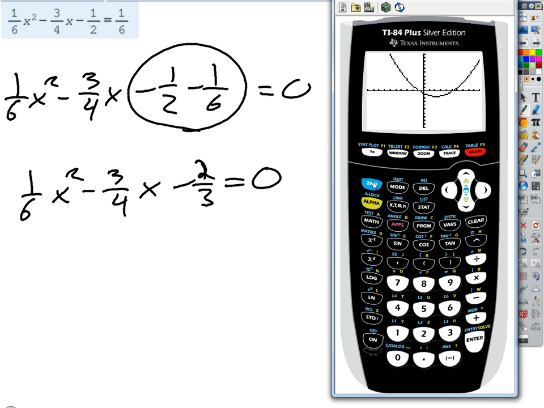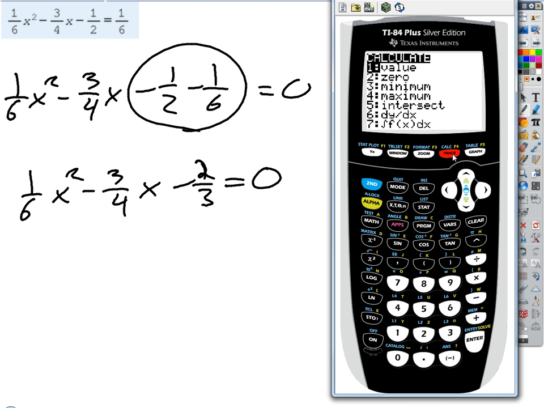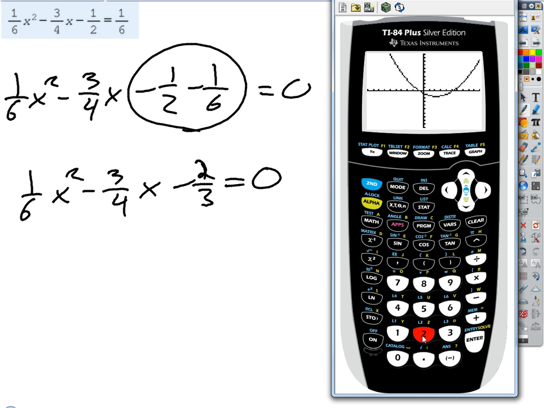and then all I have to do is go find those x-intercepts, which I do by going second, calculate, number 2, or 0. Okay? And then now all I have to do, we'll just find one of them, but you can find both of them this way.